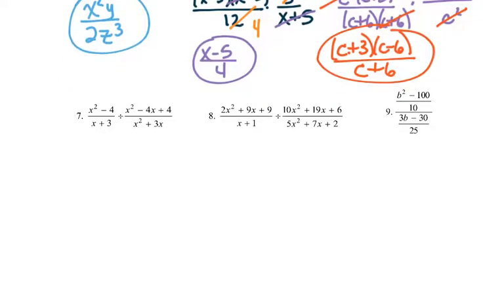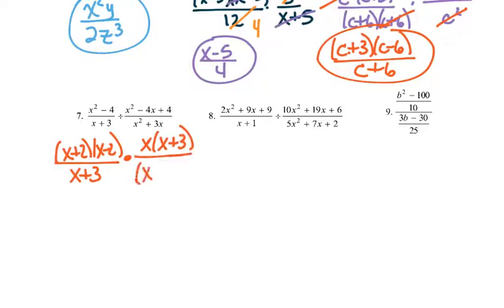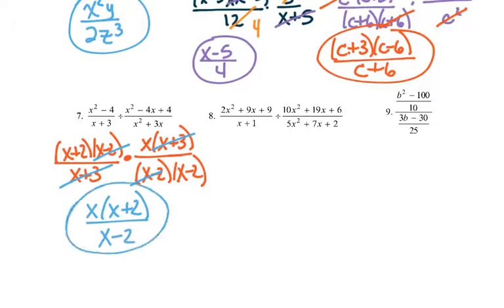And onwards we go. How about number 7? X squared minus 4, x plus 2, x minus 2, x plus 3. I see the division, so this is a keep, change, and then flip. Factoring out a common factor of an x, and then x minus 2, x minus 2. Get everything factored, then you can start canceling. So it looks like I get x times x plus 2 over x minus 2. Nothing else cancels. You could distribute the x if you wanted to, but you don't have to.